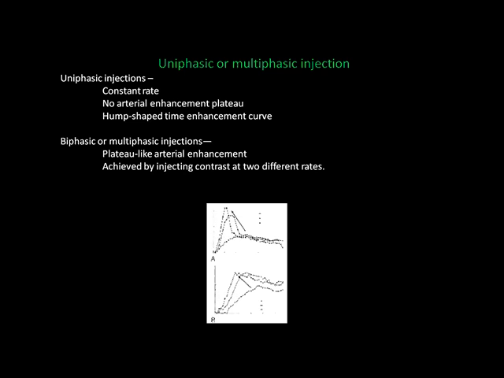It's achieved by injecting contrast at two different rates. An initial small volume of contrast is injected faster than the remainder of the contrast. So you say you're injecting a total of 100 mLs. You're going to inject maybe 20 mLs at 4 milliliters per second, and then the remaining 80 mLs at 2. You're going to get a plateau of arterial enhancement.